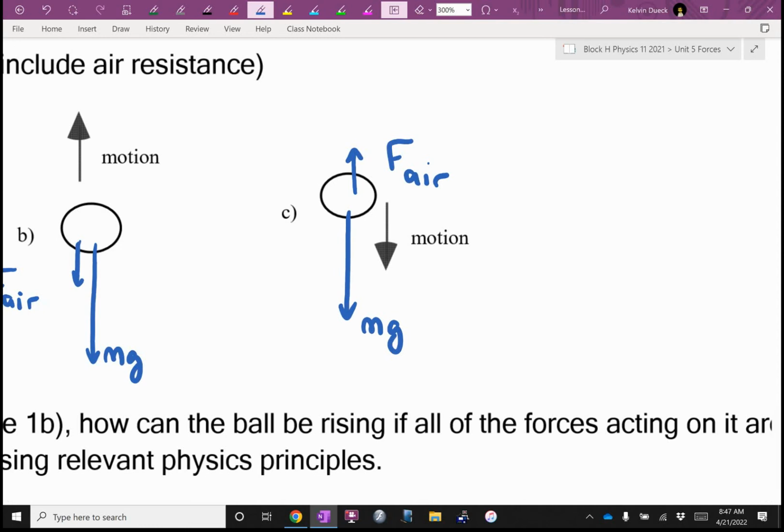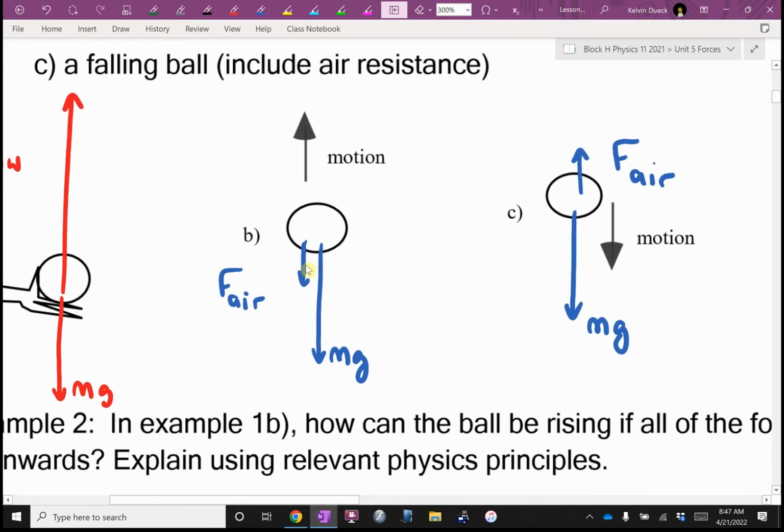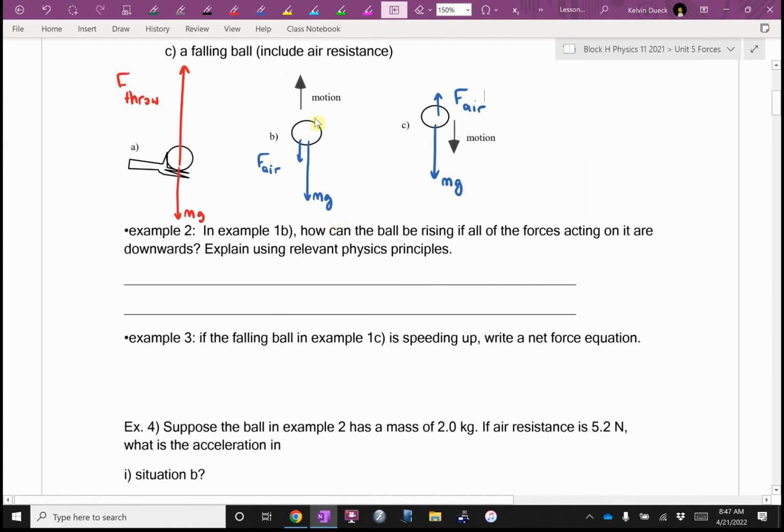Okay. This middle diagram is interesting. I notice both arrows are pointing in which direction? So, example 2, I said, in example 1b, how can the ball be rising if all the forces acting on it are downwards? Have we screwed up? Joanna shook her head. She's correct. The free body diagram is right. So, again, I ask, how can the ball be moving up when all the forces are acting down?